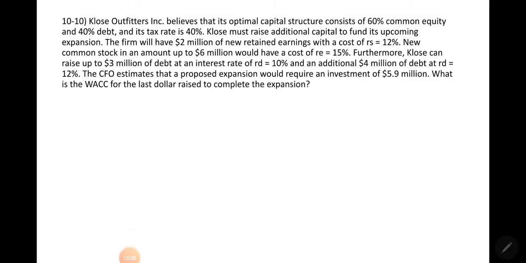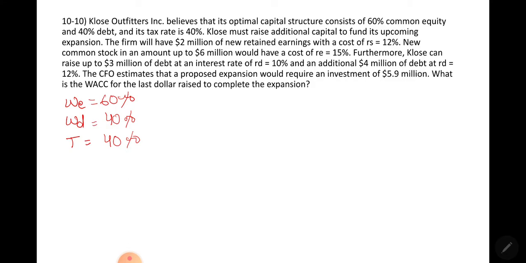Okay, so this is the last question that we will be practicing. 10-10. Close Outfitters Inc. believes that its optimal capital structure consists of 60% common equity and 40% debt, and its tax rate is 40%. So it's telling you that the common equity weight will be 60% and the weight for debt will be 40%. And its tax rate is also 40%.